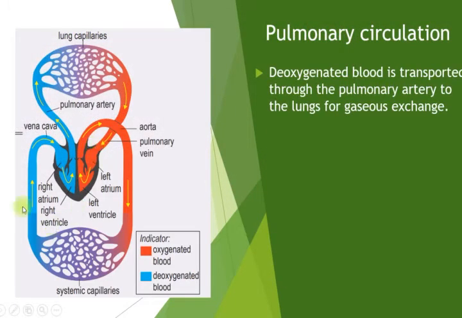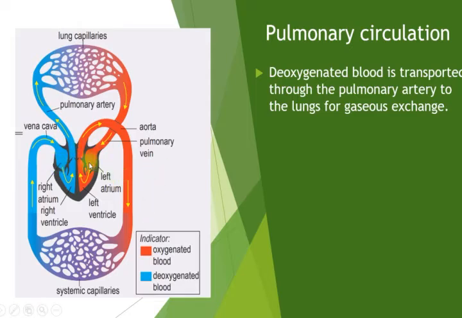So this is our human circulatory system. This is the heart. The human heart consists of four chambers. Two atria, referred to as the right atrium and left atrium. Right and left on the paper are opposite to our body.